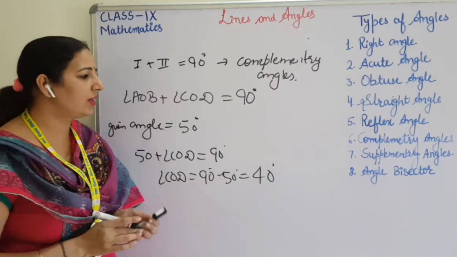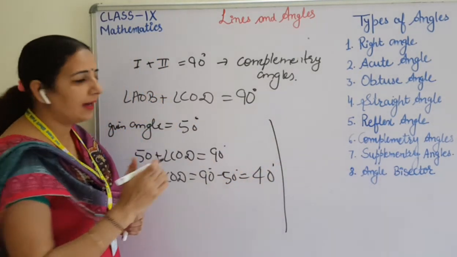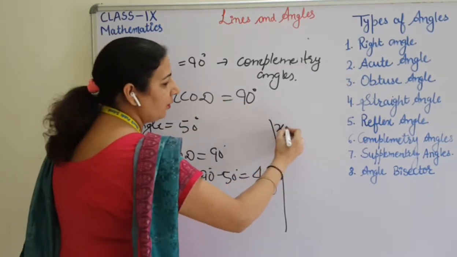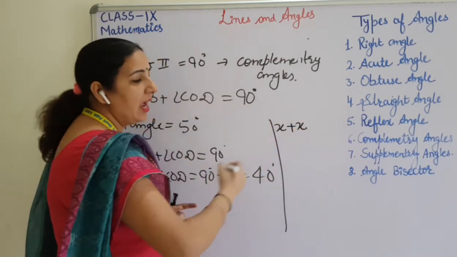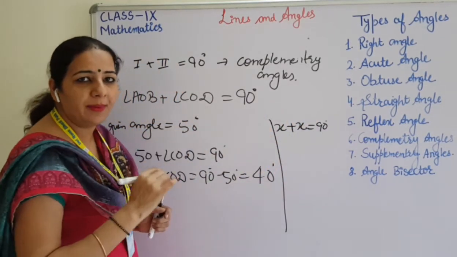Now one question they can also ask, which angle is equal to its complementary angle? It means we don't know about the angle. I have taken the angle as x. Now how will we calculate? Equal to its complement. So what is its complement also, dear? x. And the total sum is 90 degree. Why 90 degree? Because they are complementary angles.